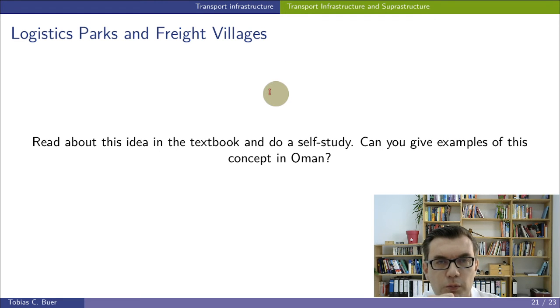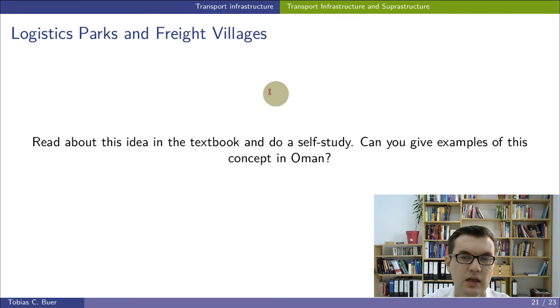Read these few pages in the textbook and then try to give examples for this concept in Oman. If these examples don't come to your mind naturally, try to do web research and identify examples of freight villages or something that is close to it in Oman.